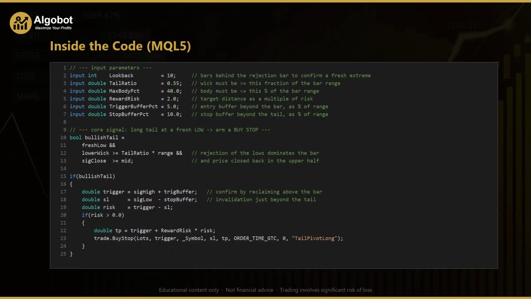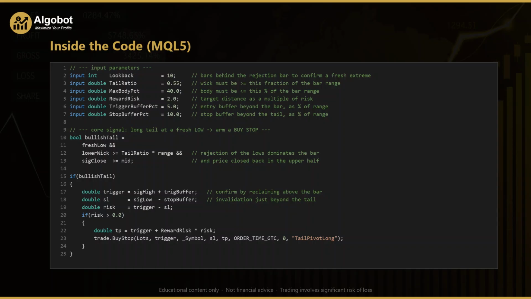TailRatio is the heart of the pattern. It says the dominant wick must be at least this fraction of the candle's full range, here 55%, so raising it makes the engine pickier about how long the tail must be. Max body PCT caps how large the body can be relative to the range, keeping the candle tail-dominated rather than strongly directional. RewardRisk sets the target distance as a multiple of the measured risk. Trigger buffer PCT and stop buffer PCT add small cushions, one beyond the bar for the entry and one beyond the tail for the protective stop.